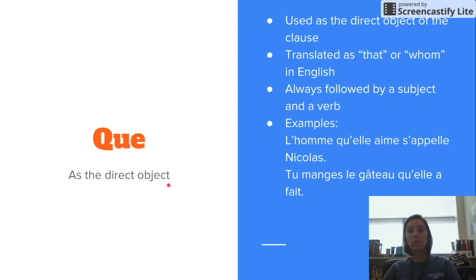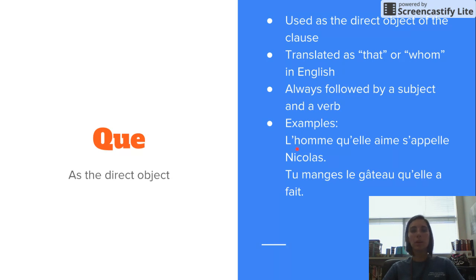Que can be used to replace a direct object in a relative clause. Again, the clause relating to the previous clause. This is used as the direct object. It can be translated as that or whom in English, depending on the context. And it's always going to be followed by a subject and then a verb.